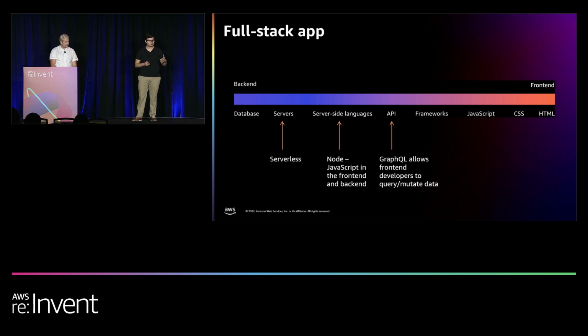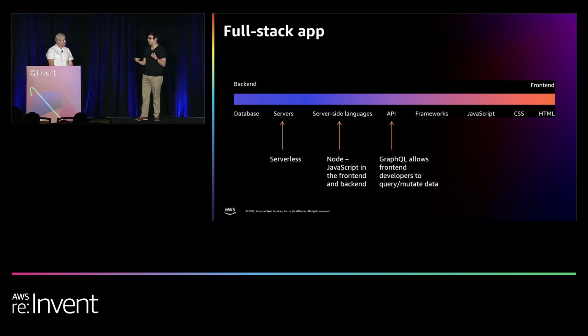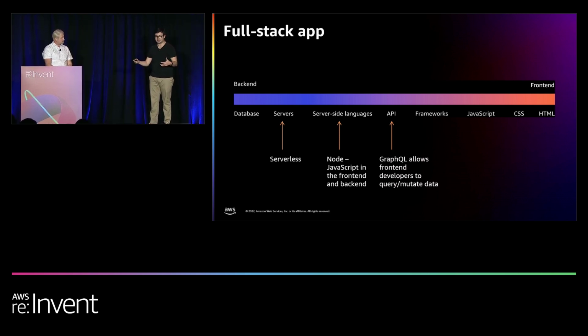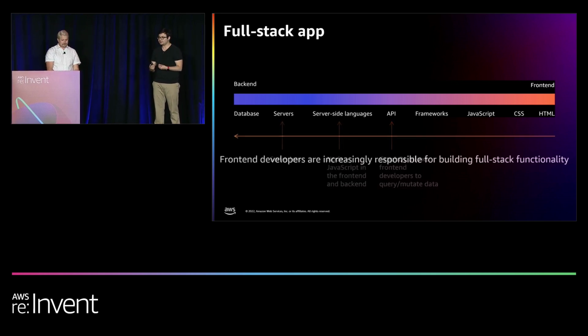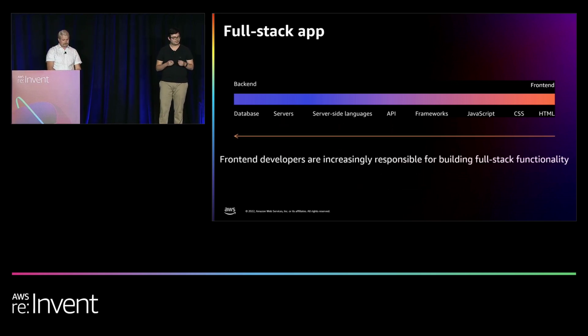First part is serverless. You can scale down to 0 or scale down to any number that you care about. With Node, again, same language on the client and on the server side. And with GraphQL, you now have a great way to define APIs where your front-end developer and your back-end developer can operate independently. And one interesting factor of all these innovations is that front-end developers are increasingly responsible for building the full-stack functionality. So they start making a lot of decisions around the cloud as well.